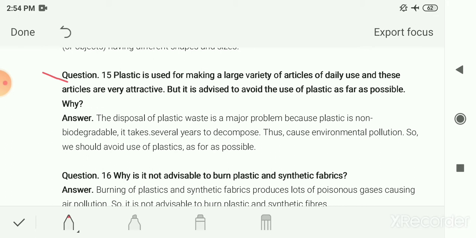So why are people advising to avoid the use of plastic as far as possible? The disposal of plastic waste is the major problem, because plastic is a non-biodegradable material. It cannot be easily decomposed. It takes several years to decompose. As we had seen, it takes around 1000 years to decompose, and thus it causes environmental pollution. So we should avoid the use of plastic as far as possible.